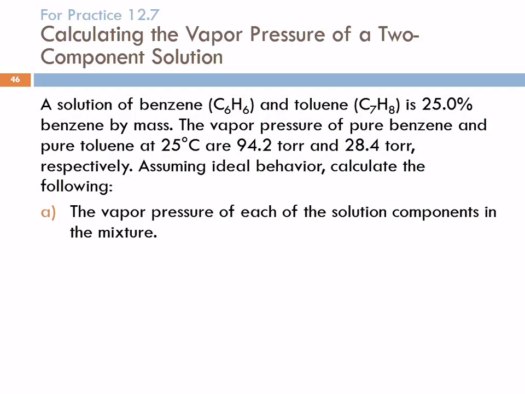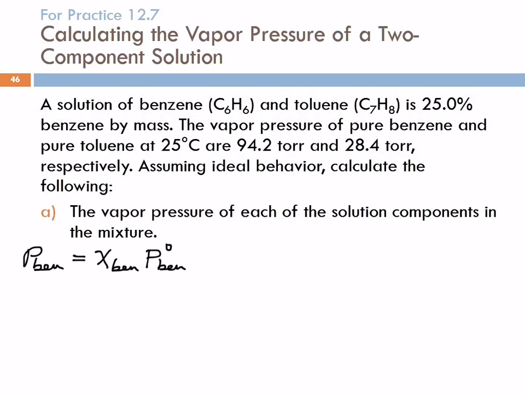What equation are we going to use to find that? Raoult's law. So the pressure, I'm going to call benzene Ben. The partial pressure of the benzene will equal the mole fraction of the benzene times the vapor pressure of pure benzene. And likewise for toluene. So we're going to need mole fractions.